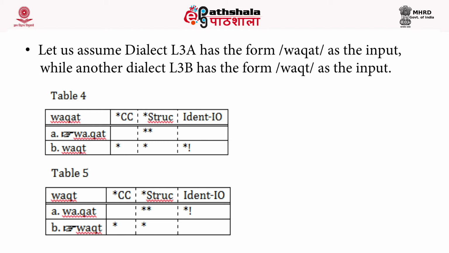In table 4, we have taken Waqt as the input. Since Waqt is the input, Waqt incurs a violation of ident-IO because there is deletion going on. The A vowel gets deleted. Therefore, the optimal candidate becomes Waqt in table 4. In table 5, when we take Waqt as the input, then Waqt has a fatal violation of ident-IO because there is epenthesis going on. A vowel is epenthesized between the consonant cluster. Therefore, Waqt becomes the optimal candidate.